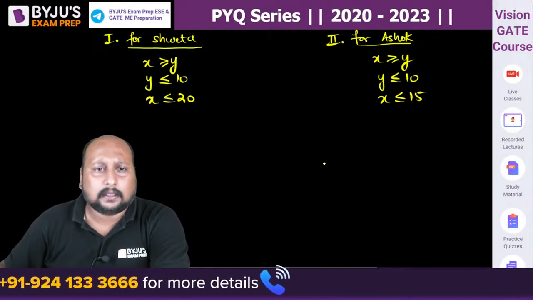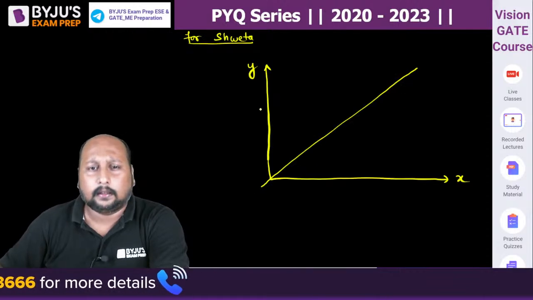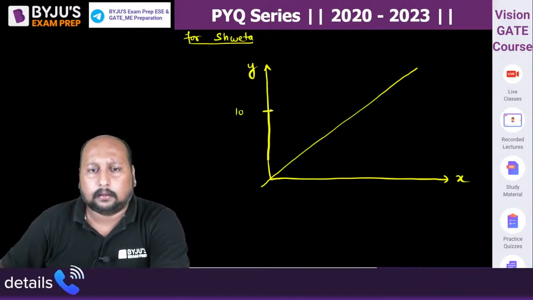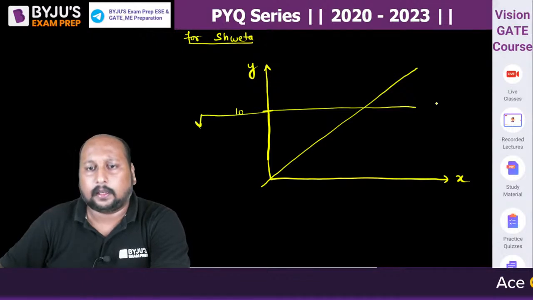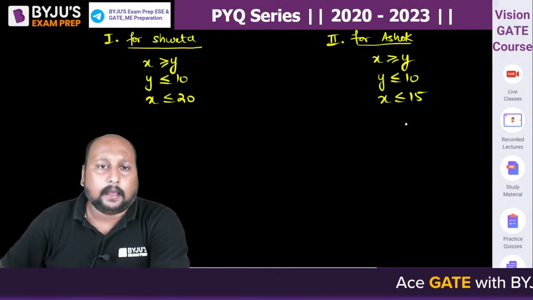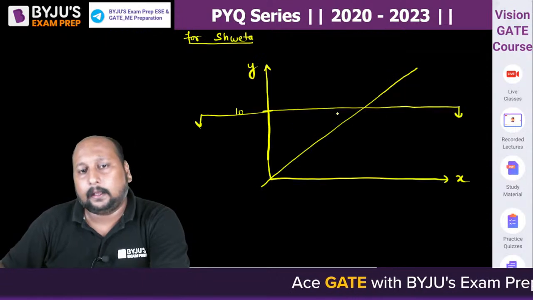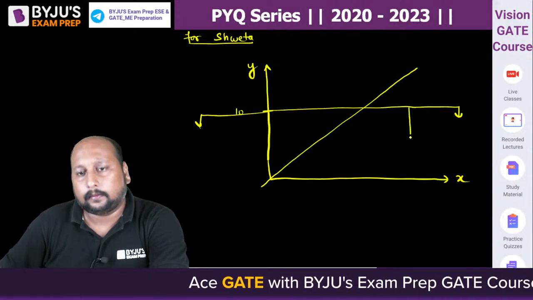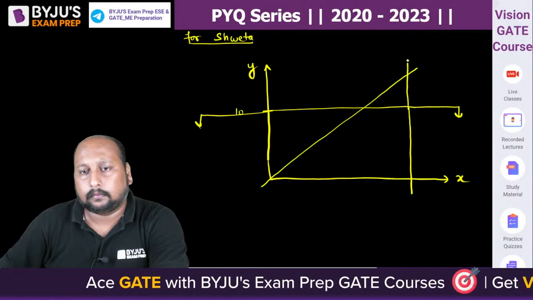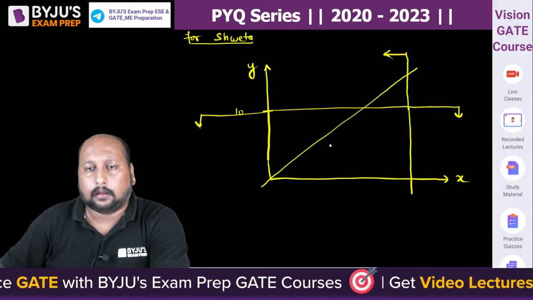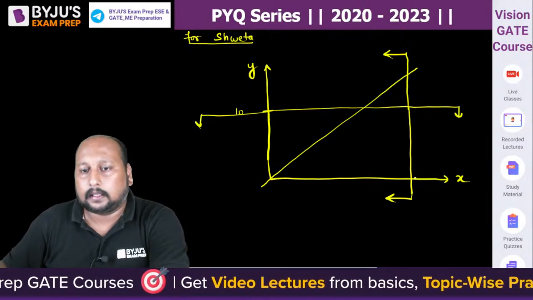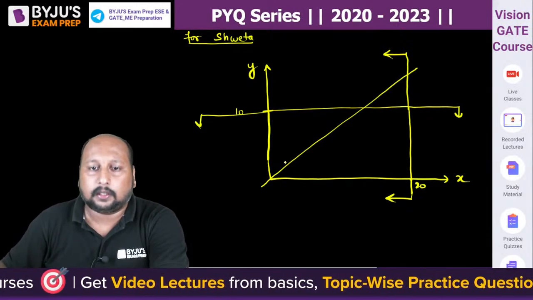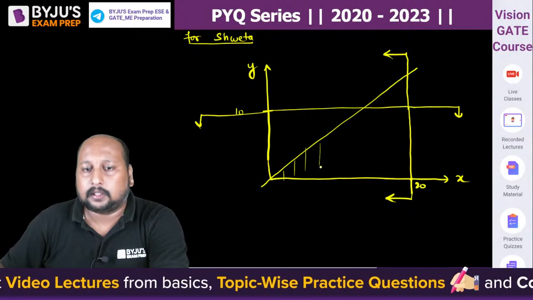Y is less than equal to 10. Let's say this is 10. And we always have a positive constraint, non-negativity criteria. And x is greater than equal to 20. So this will be 20. Okay, less than equal to 20. So we are having this as 20. So this is the feasible region. This is the feasible region that we are having.